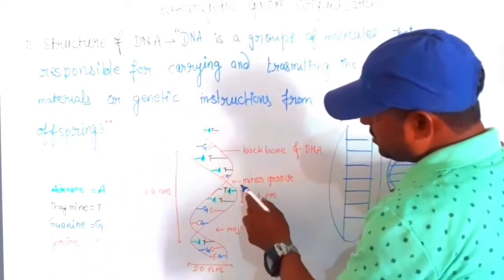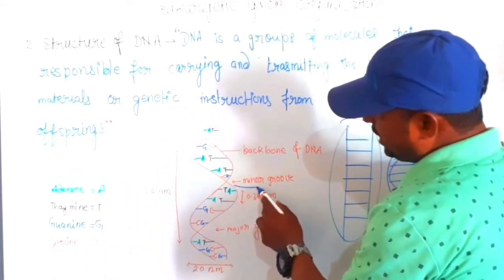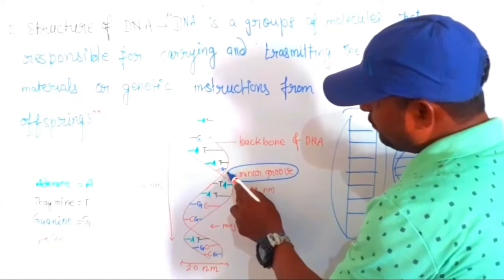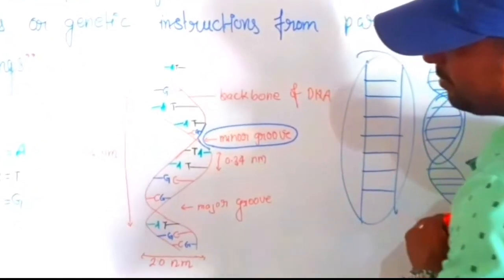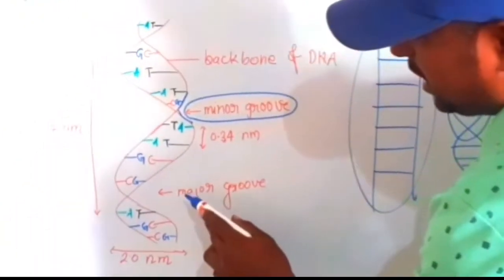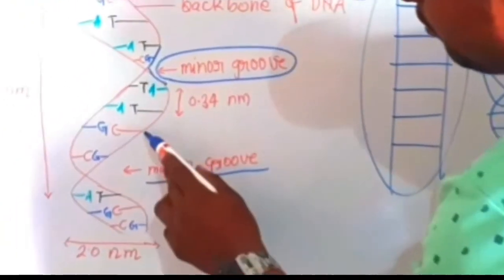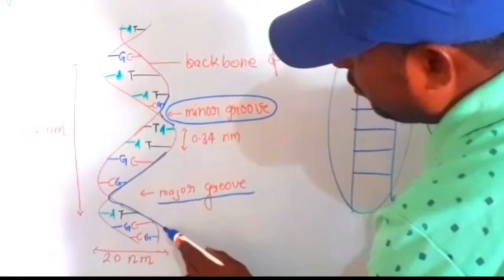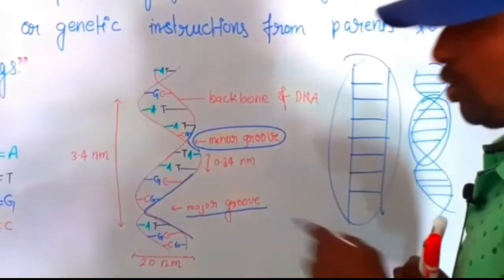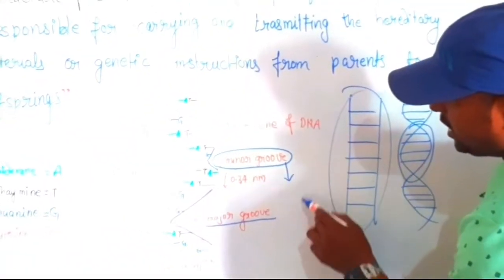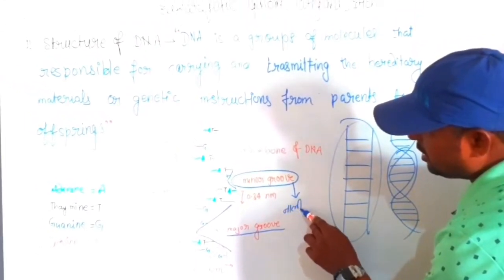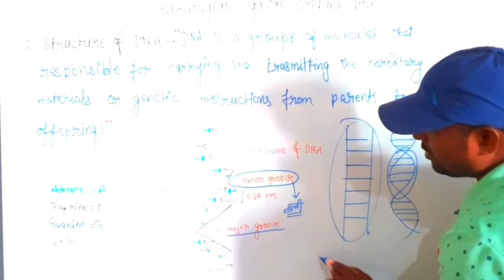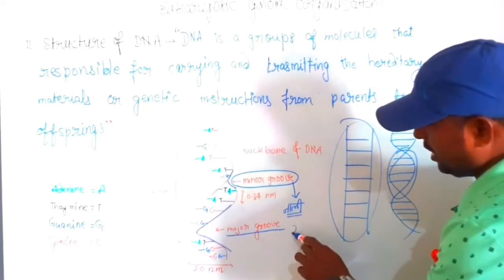Number 1 feature, making a minor groove. This is the minor groove. And the second one, the major groove. Making the major groove. Groove means in Hindi नाली, गड्ढा.